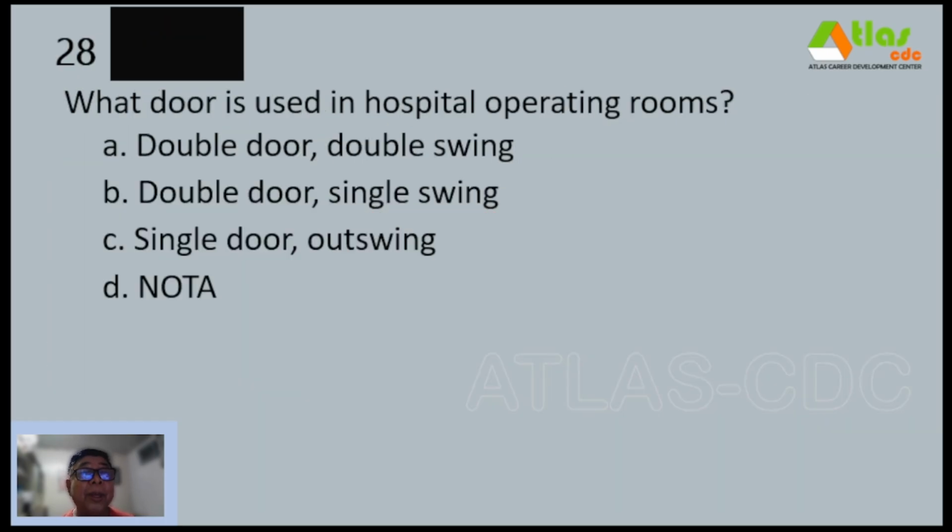28. What door is used in hospital operating rooms? A. Double door, double swing. B. Double door, single swing. C. Single door, out swing. And D. None of the above.